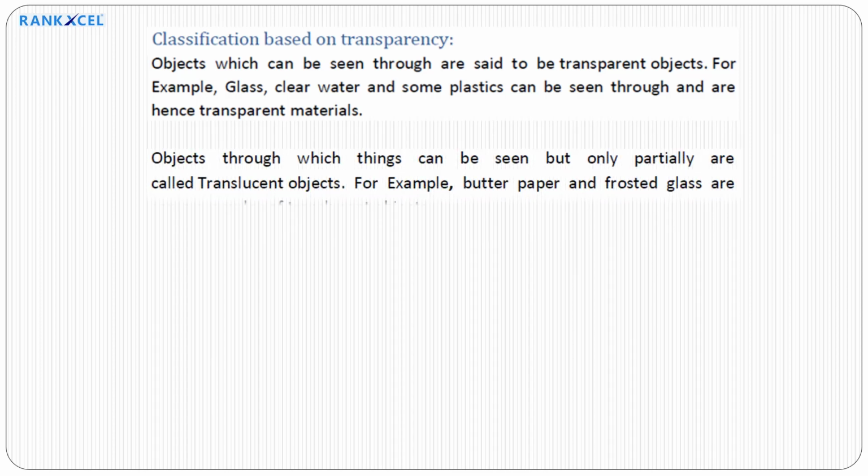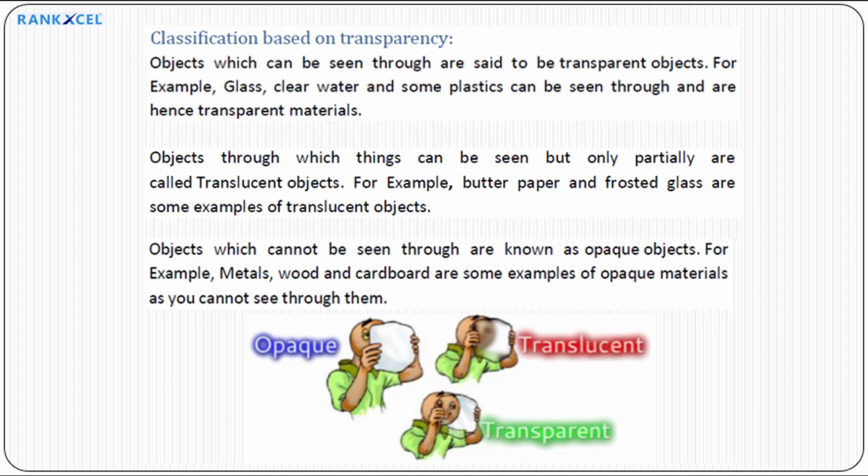Objects through which things can be seen but only partially are called translucent objects. For example, butter paper and frosted glass are some examples of translucent objects. Objects which cannot be seen through are known as opaque objects. For example, metals, wood and cardboard are some examples of opaque materials as you cannot see through them.